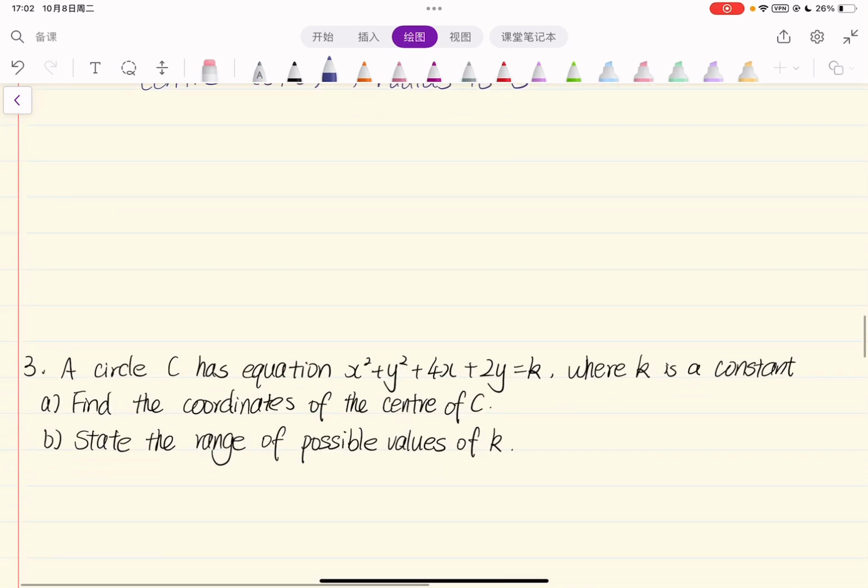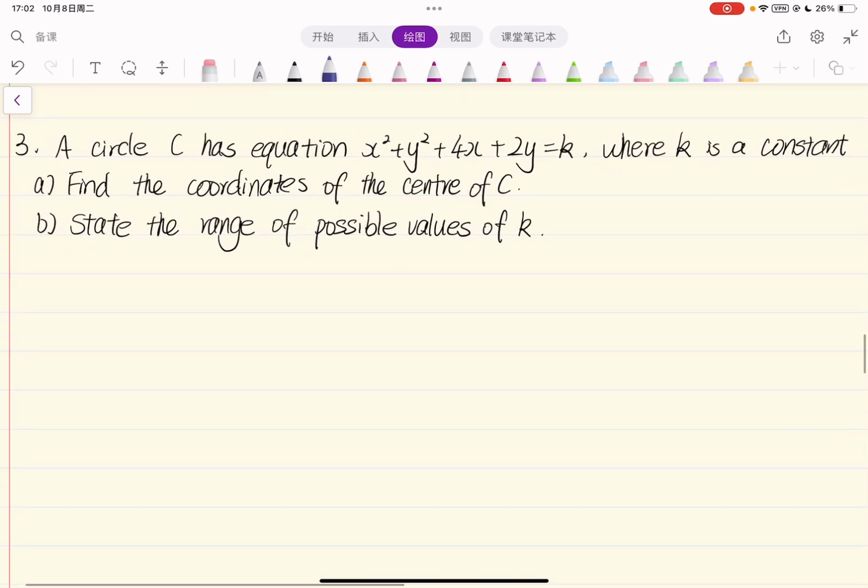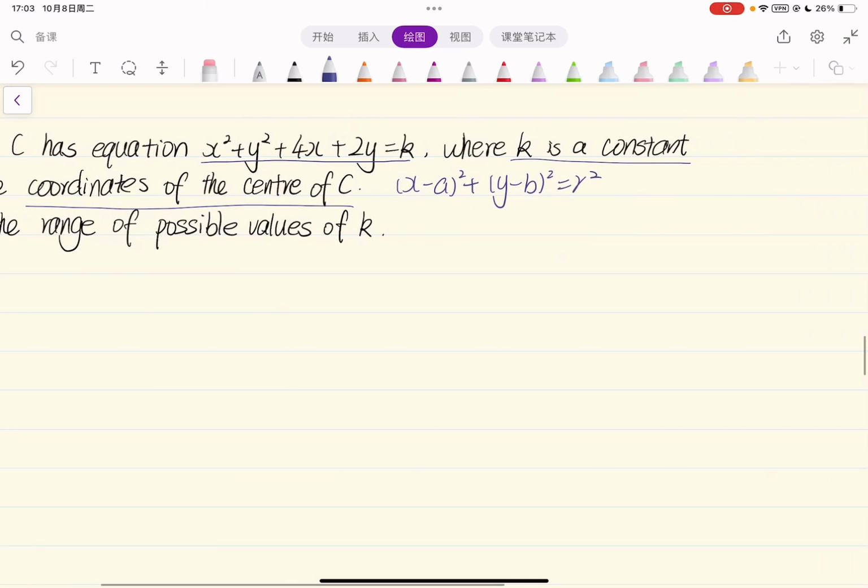Now let's move on to see the third question, the last one. So there is a circle has the equation x squared plus y squared plus 4x plus 2y equals k, where k is a constant. It asks you to find the coordinates of the center of C. To find the center of C, we would like to see the equation of circle in the form x minus a squared plus y minus b squared equals r squared. Thus, we can see the center that is a, b.